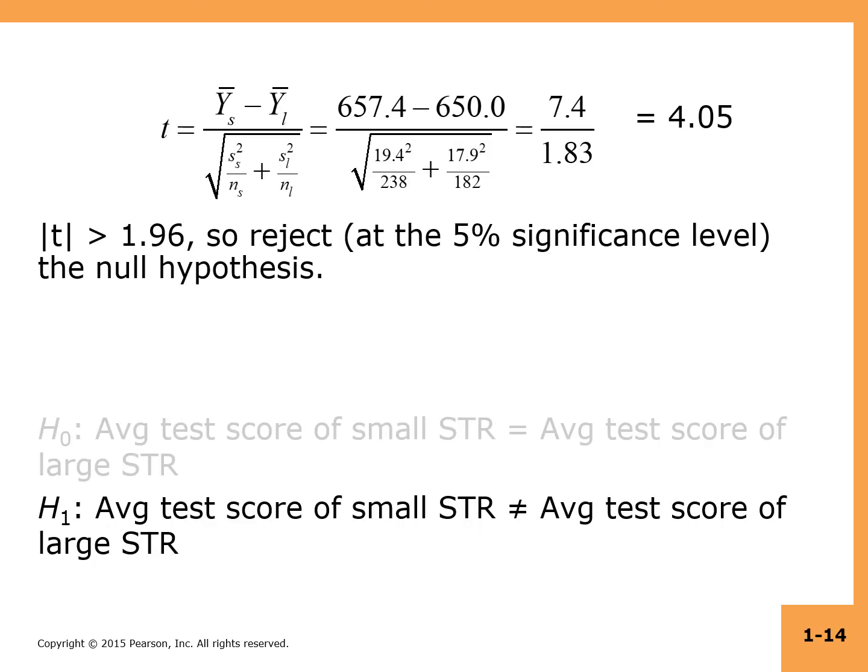Going back to the critical value method, we calculated our test statistic to be 4.05, and our critical value was 1.96. You can either get this from the table or the website that I linked. And since this t statistic is greater than our critical value, we reject the null hypothesis at the 5% significance level. So we're saying that the average test score of small STR is not equal to the average test score of large STR.